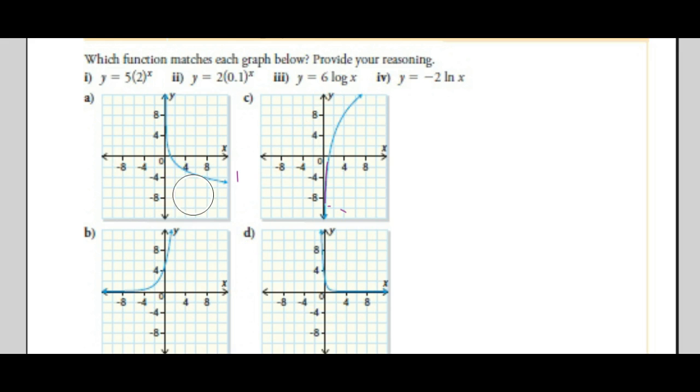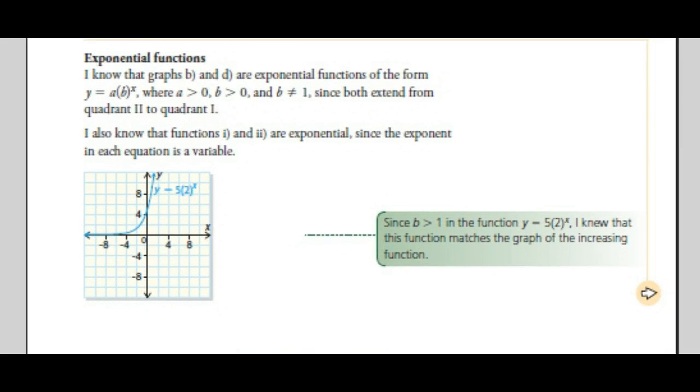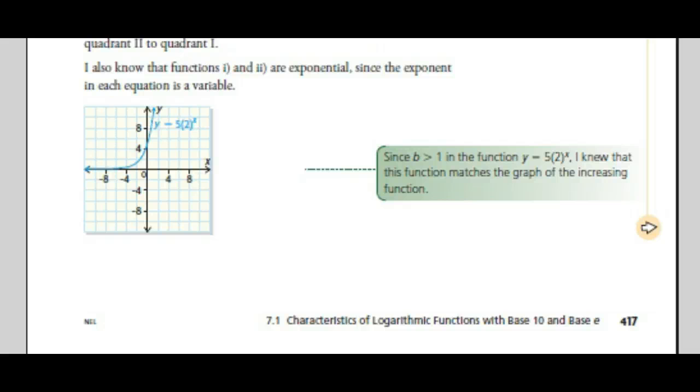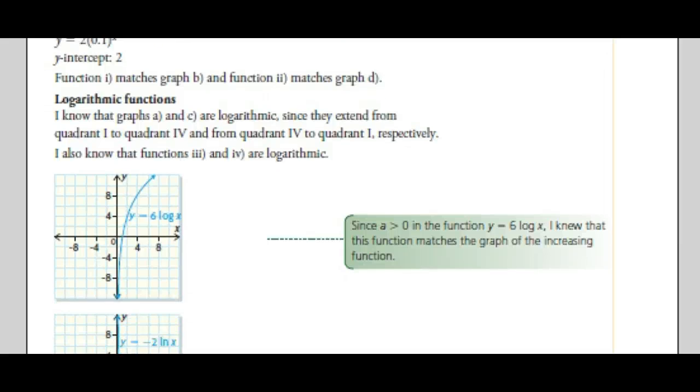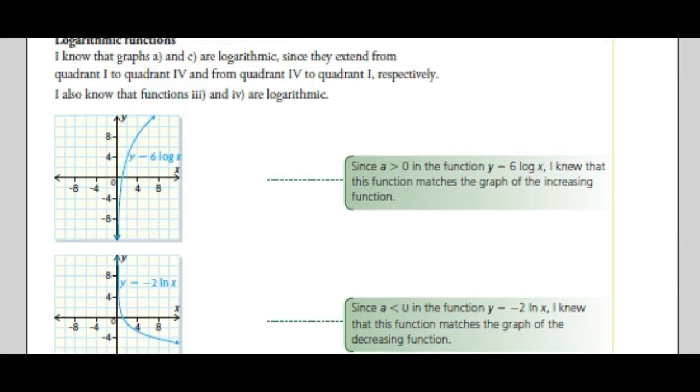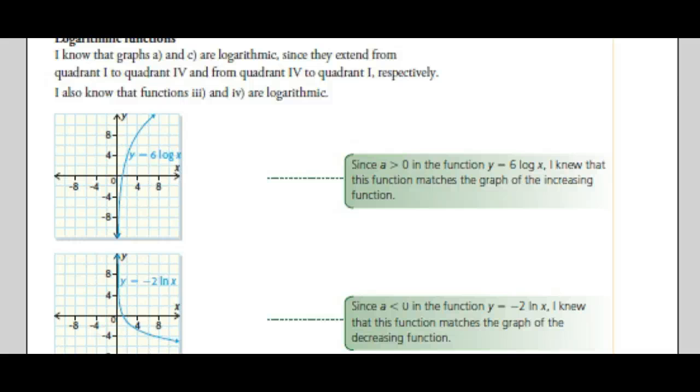Which is just to say y equals a times b to the x, and say b is greater than 0 tells you it's a growth function. a is greater than 0 tells you that you're going to be somewhere up there, and it's an exponential growth. Okay. So basically ways to not give it away. And then here's the answer. They're just saying, I matched these up, and since this has these characteristics, then I know that it's this. Okay. Since a is greater than 0 on the function y equals 6 log x, I knew the function matches the graph of an increasing function. Okay. And since this is -2, it's a decreasing function.